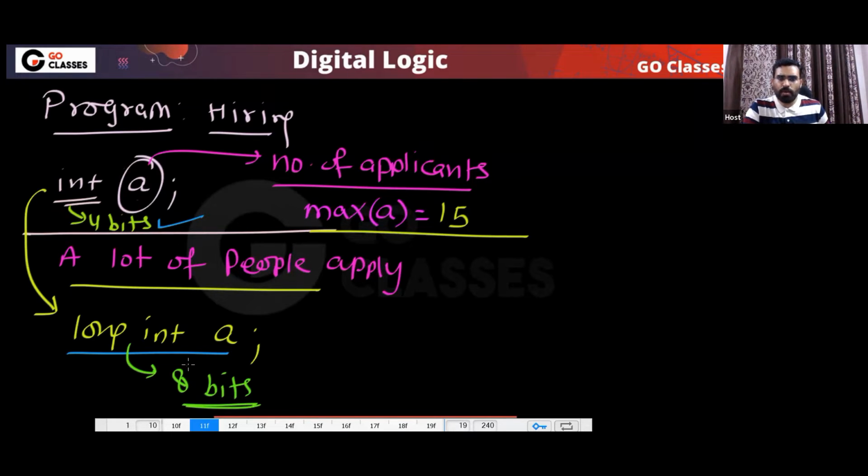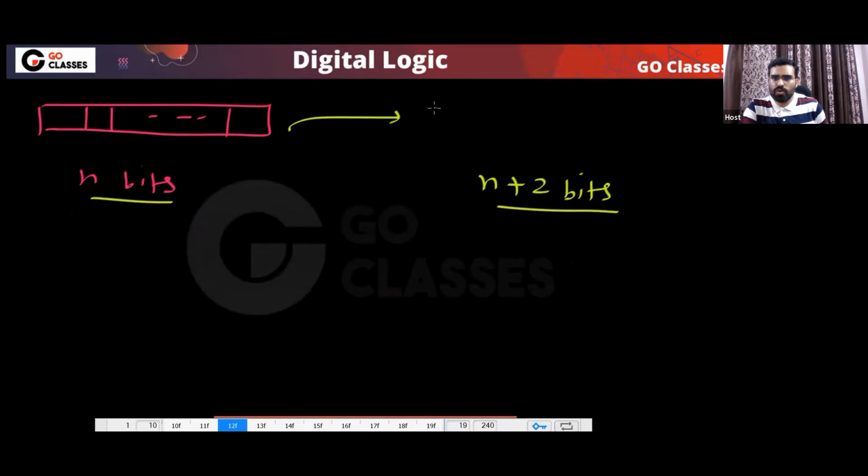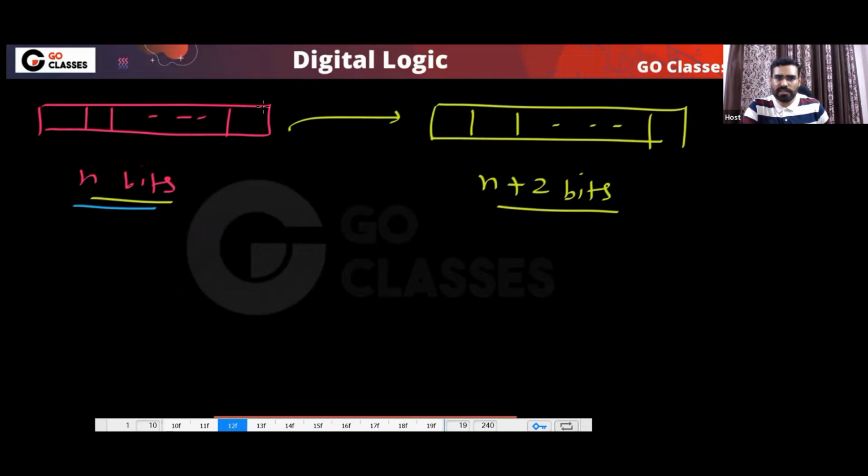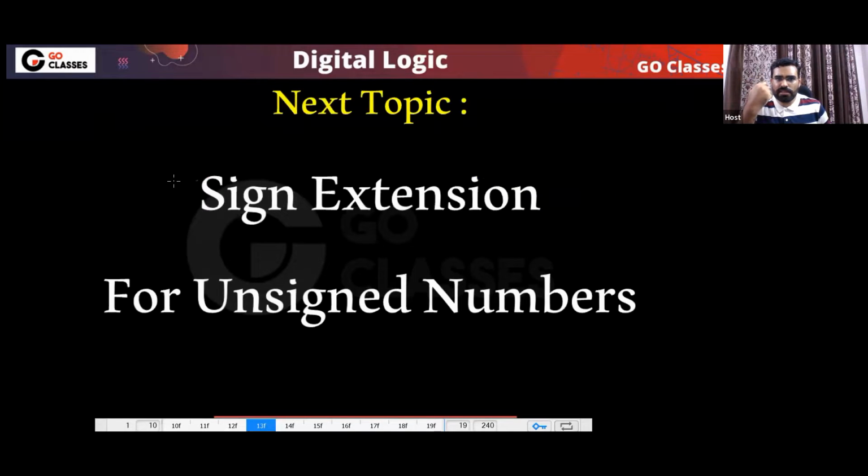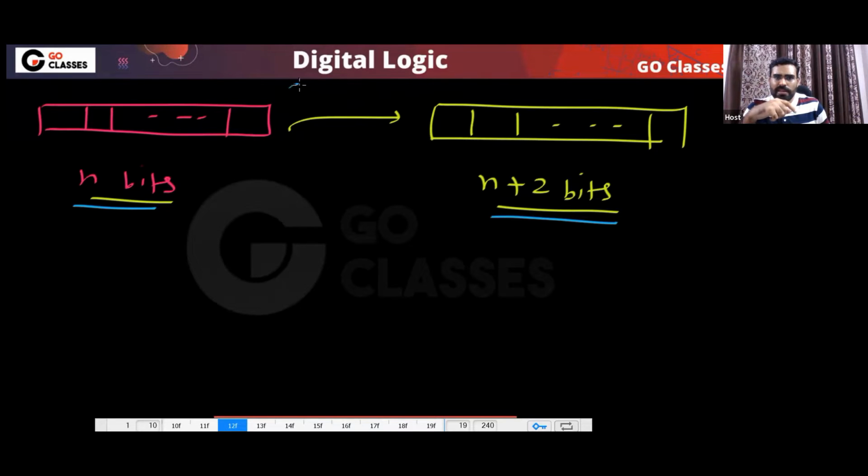Basically this is the problem, and for this problem we need to study sign extension. The same data you want to store in n plus 2 bits. So how do we copy this data from n bits to n plus 2 bits? The data should not change. Yes or no? The data must not change.